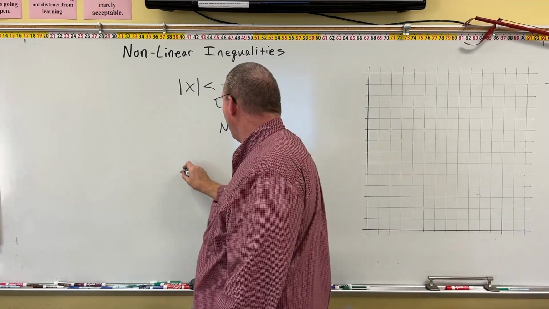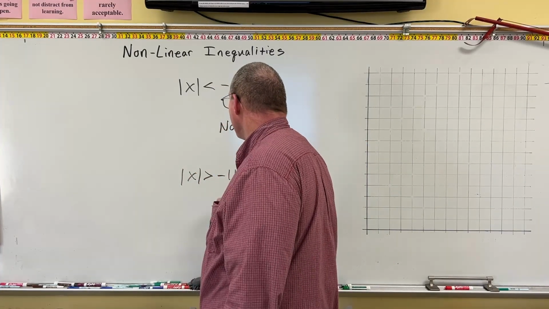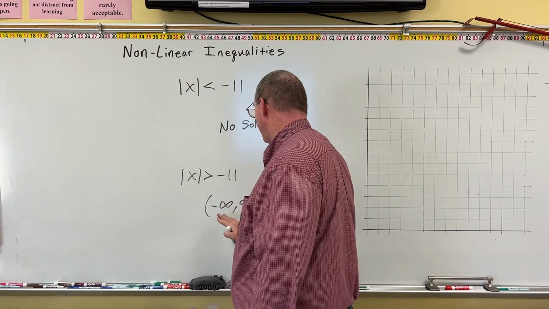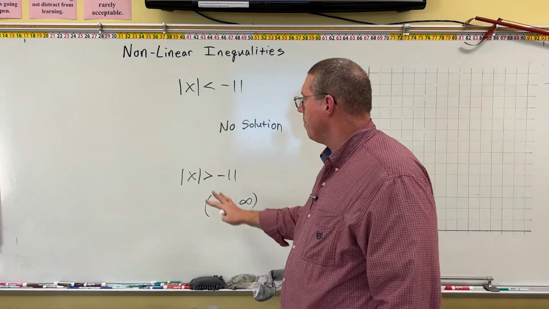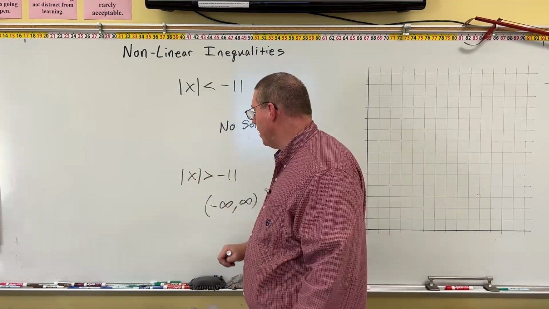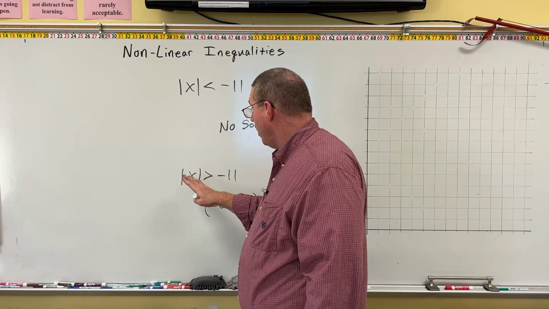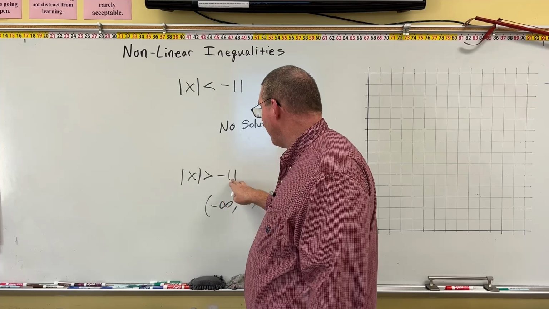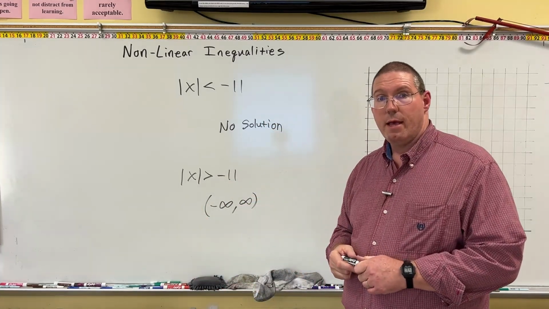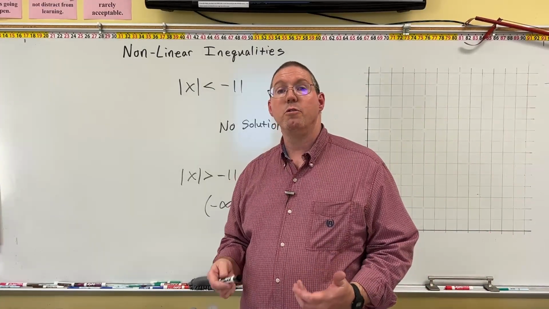Okay? But what about the absolute value of x greater than negative 11? Well, this is all solutions. We would say negative infinity up to positive infinity. It's all real numbers. Every number makes this true because the absolute value of x will always be a 0 or a positive number, and 0 and all positive numbers are already greater than negative 11, so every number will make this true. Okay? And so what we're going to do in the next video is just do a couple of examples of solutions to these.